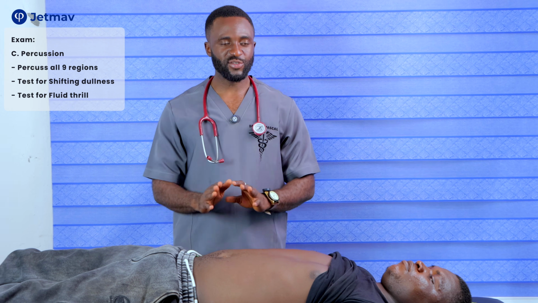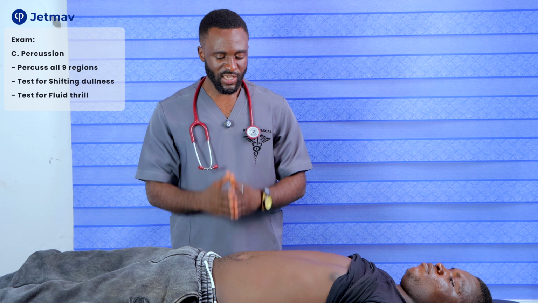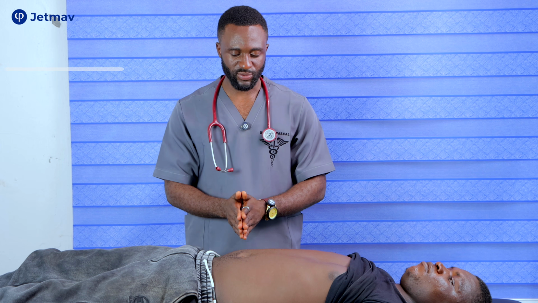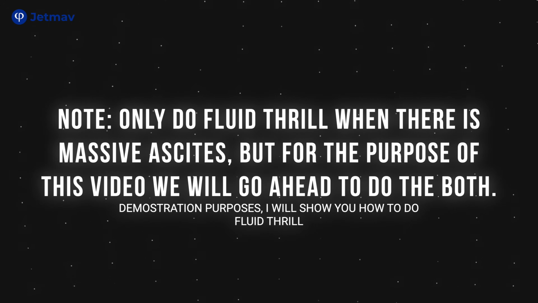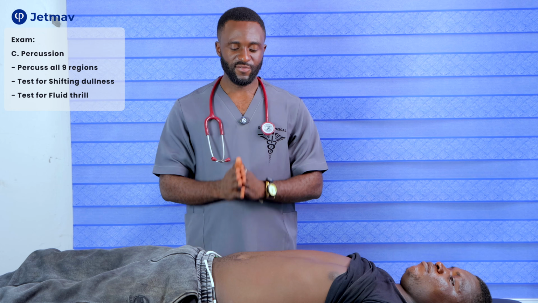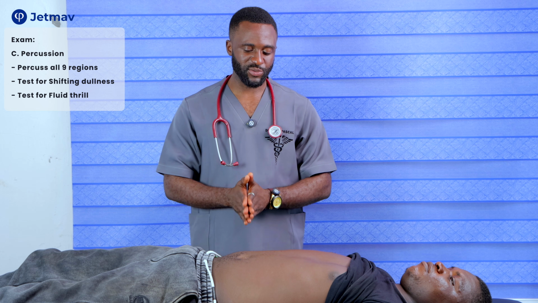So in most cases, after doing shifting dullness and it is positive, there is no need doing a flute trill. But if the shifting dullness is negative, then you're expected to do a flute trill. And flute trill is done to check the transmission of waves from one part of the abdomen to the other, and usually done when there is massive ascites.